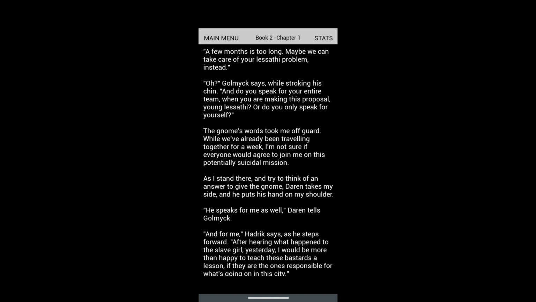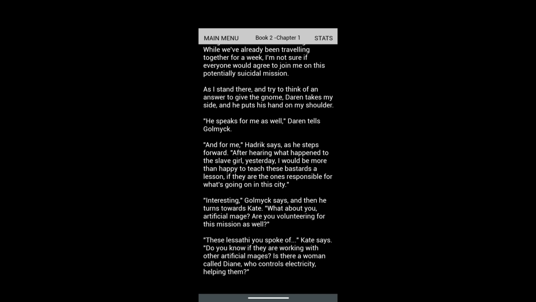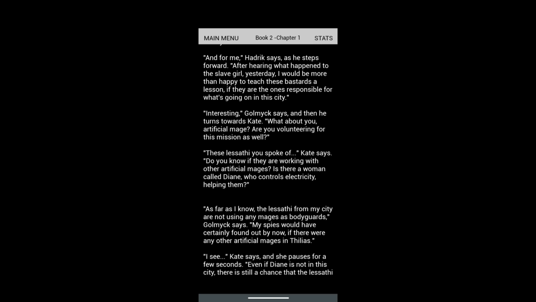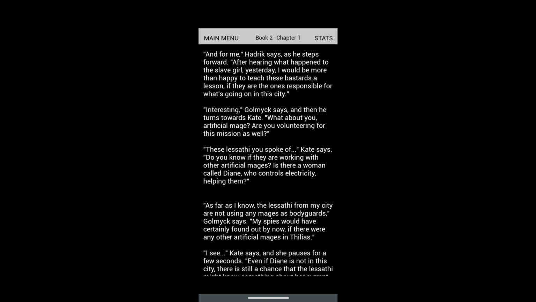The gnome's words took me off guard. We've already been traveling together for a week. I'm not sure everyone would agree to join me on this potentially suicidal mission. As I stand there and try to think of an answer to give the gnome, Darren takes my side and puts his hand on my shoulder. He speaks for me as well, Darren tells Golemak, and for me, Hardrick says as he steps forward. After hearing what happened to the slave girl yesterday, I would be more than happy to teach these bastards a lesson if they are the ones responsible for what's going on in the city.